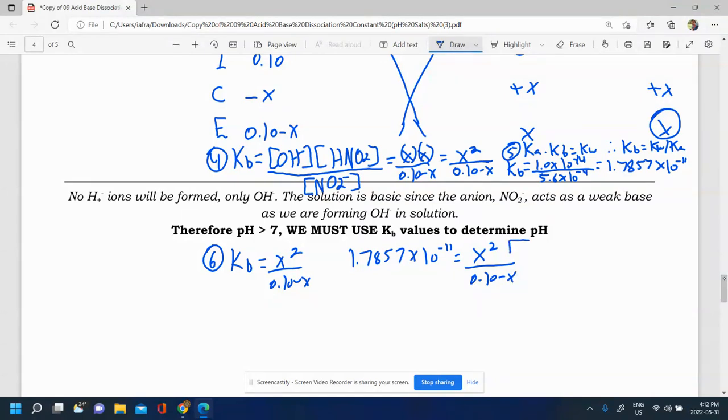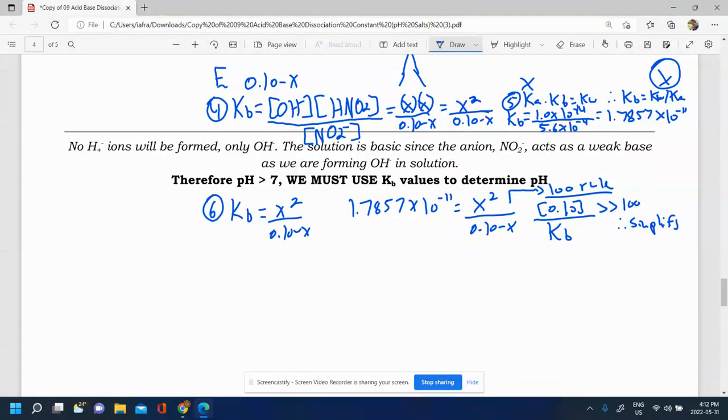Now before I continue solving for x, I'm going to try the 100 rule so I can avoid doing quadratic formulas with all these complex numbers. So my initial concentration was 0.10 from the ice table over the Kb, not the Ka because we're using Kb. And when you do that, you'll see that you get over 100. Therefore, you can simplify. So let's continue here. So 1.7857 times 10 to the power of negative 11 is equal to x squared over 0.10.